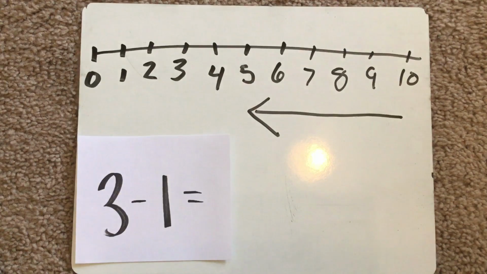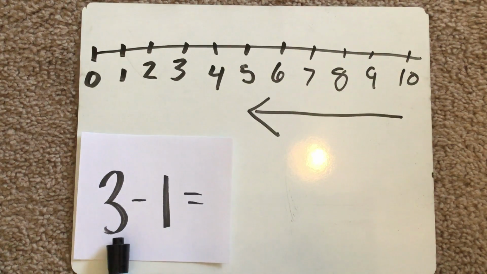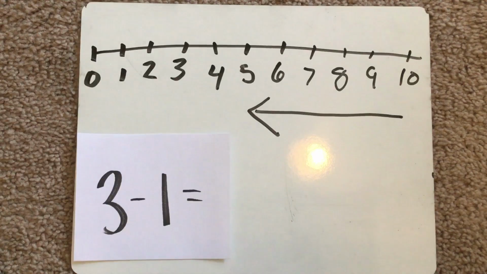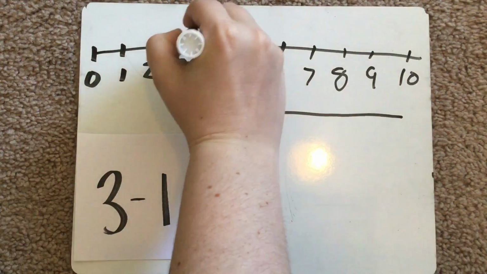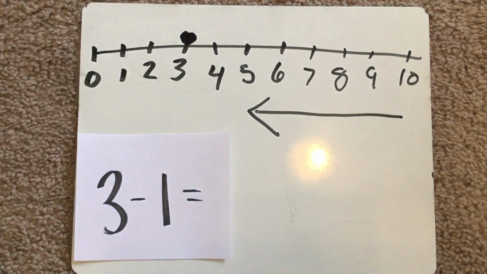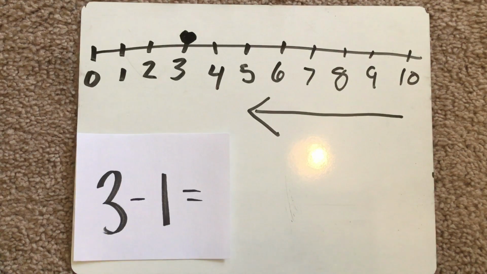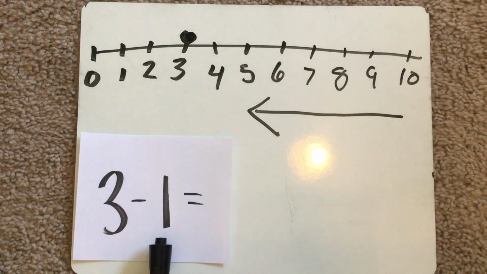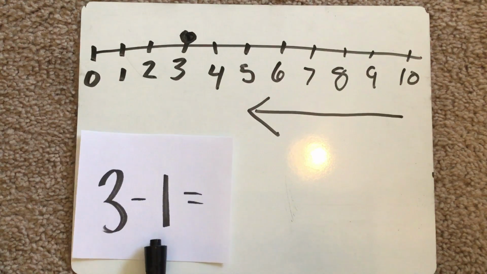Okay? So, here's my first number, 3. That is our starting point on the number line. I have 3. So let me put a little dot at 3 so that I know where I'm starting. That dot kind of looks like a heart. So 3, take away 1. I have 3, and I'm going to jump on the number line one time.